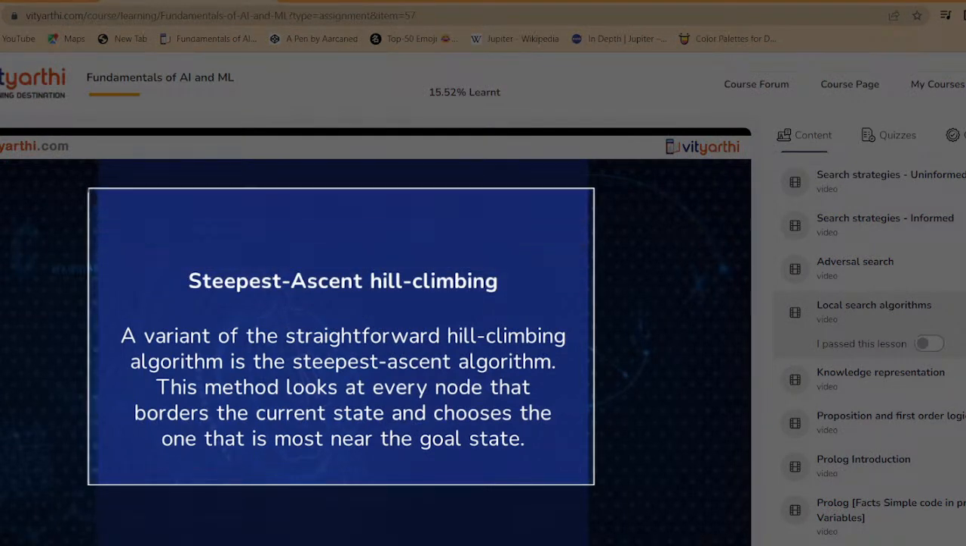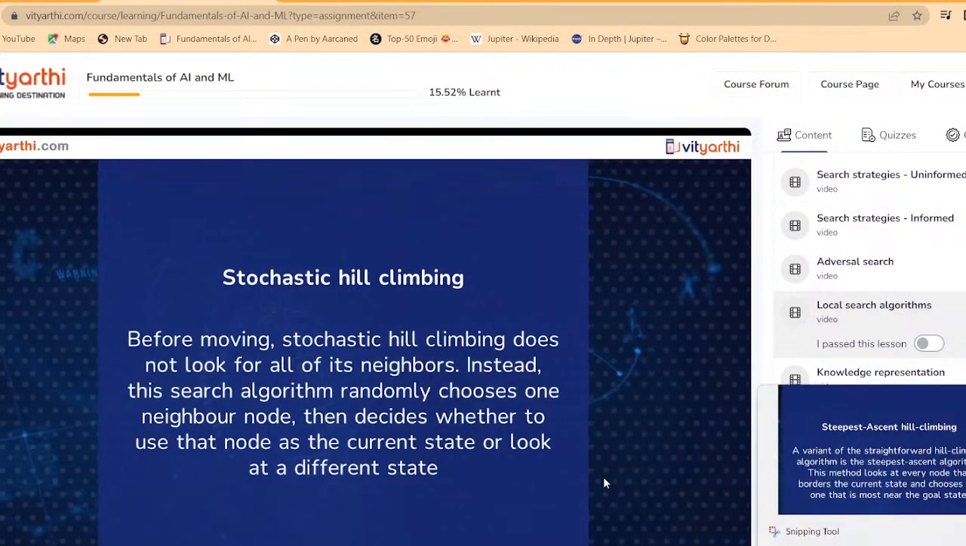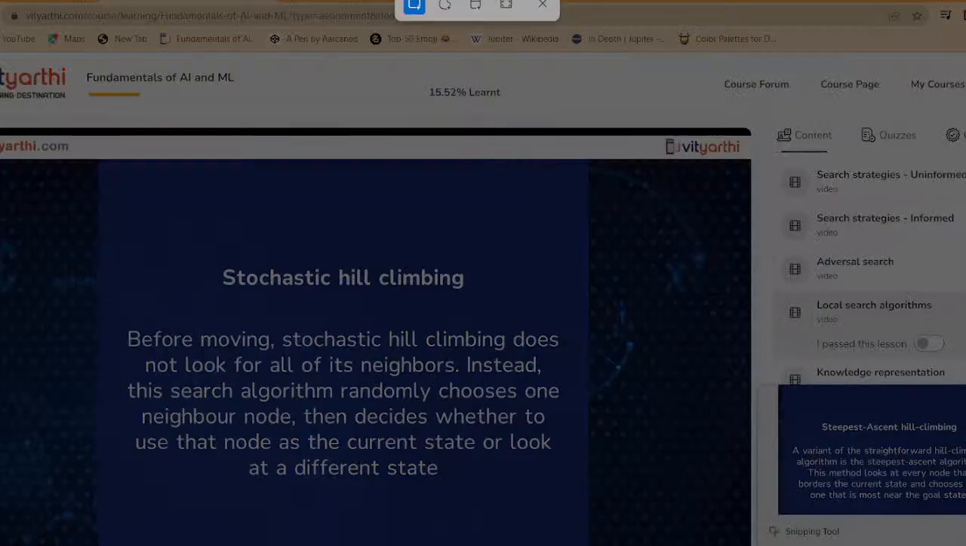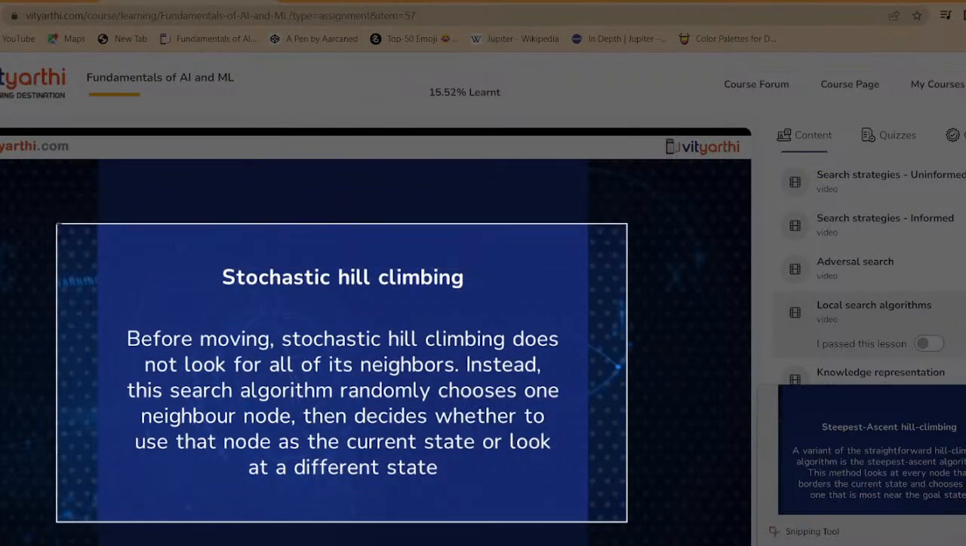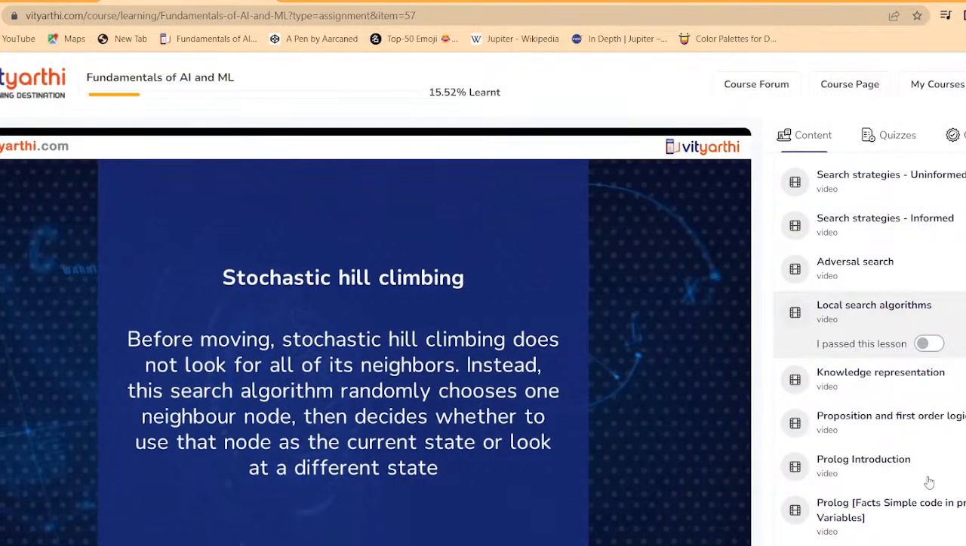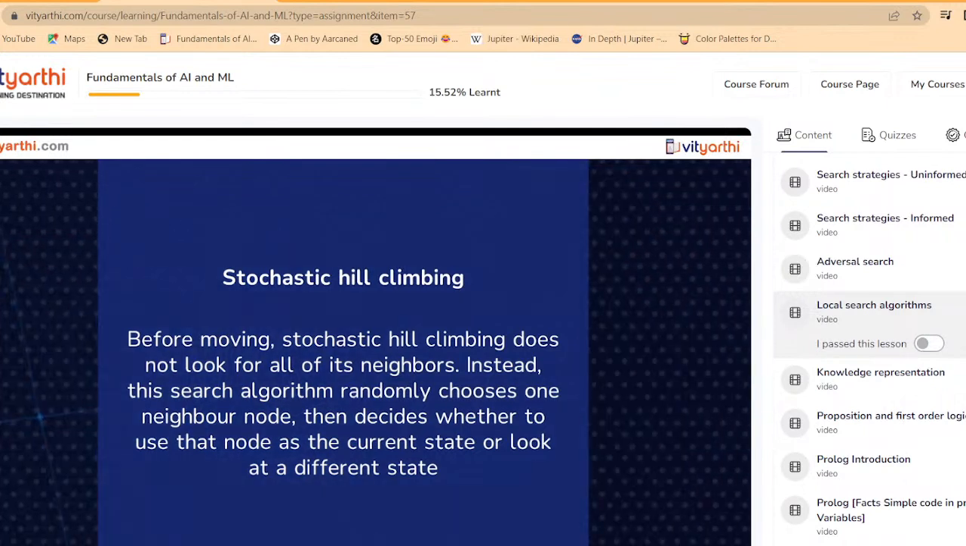The last type is stochastic hill climbing. Before moving, stochastic hill climbing does not look for all of its neighbors. Instead, this search algorithm randomly chooses one neighbor node, then decides whether to use that node as the current state or look at a different state.